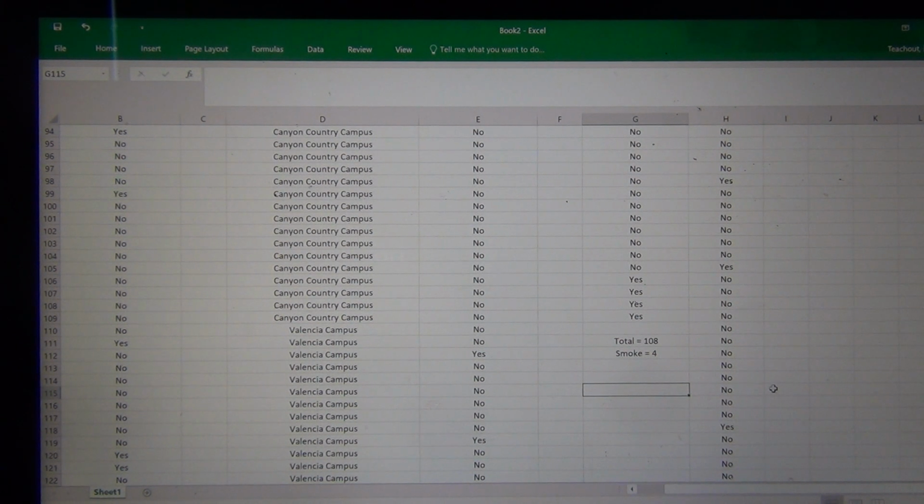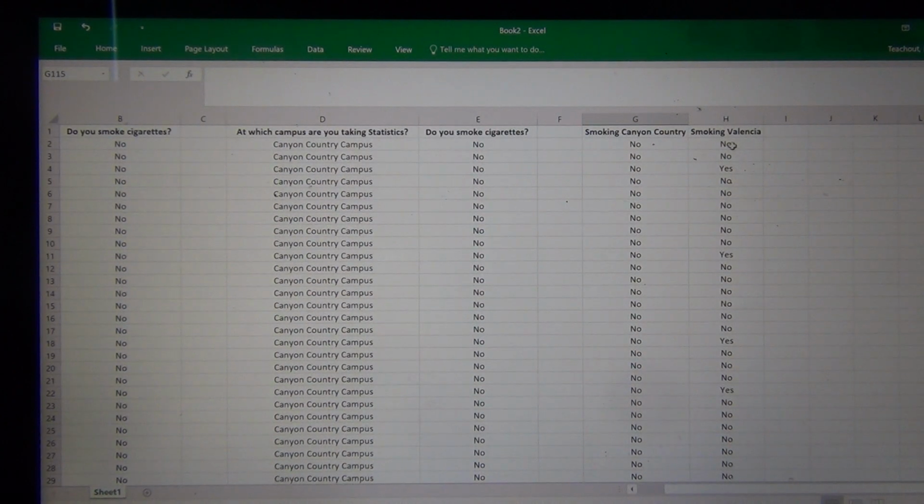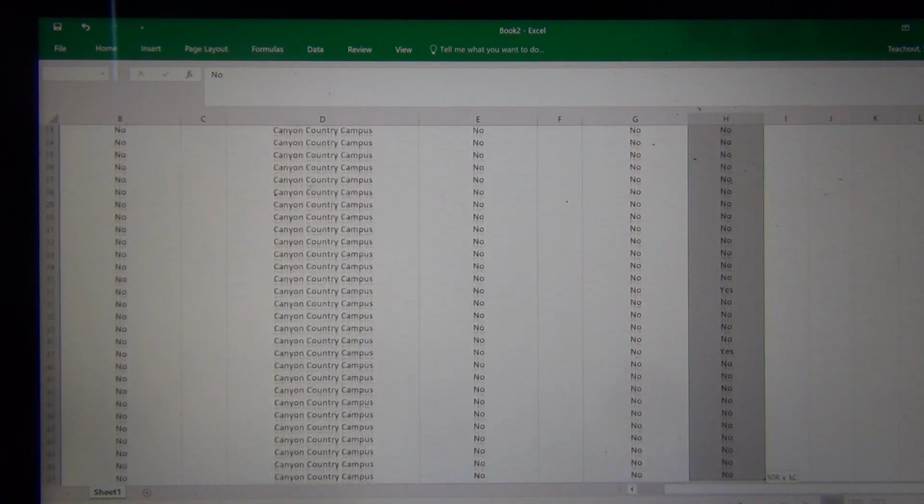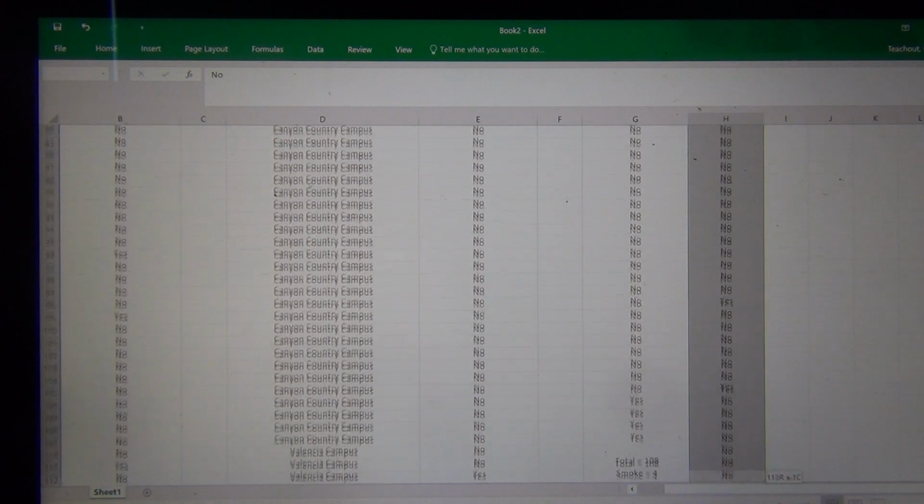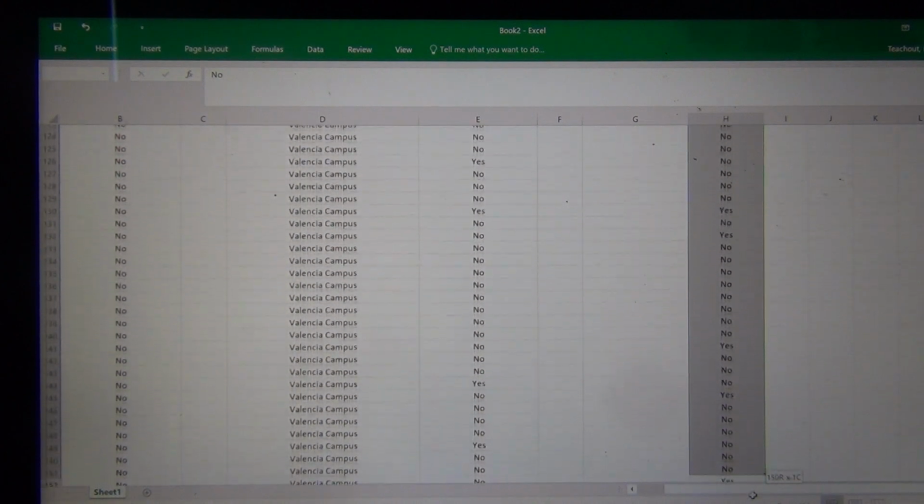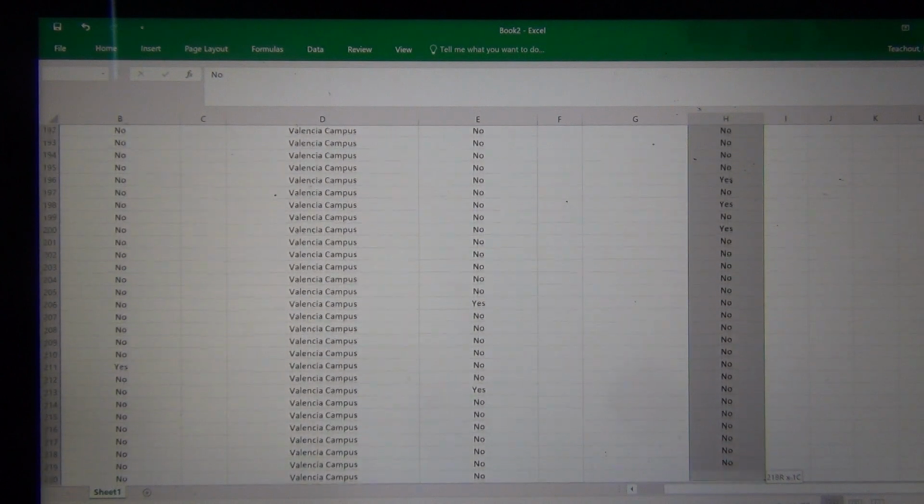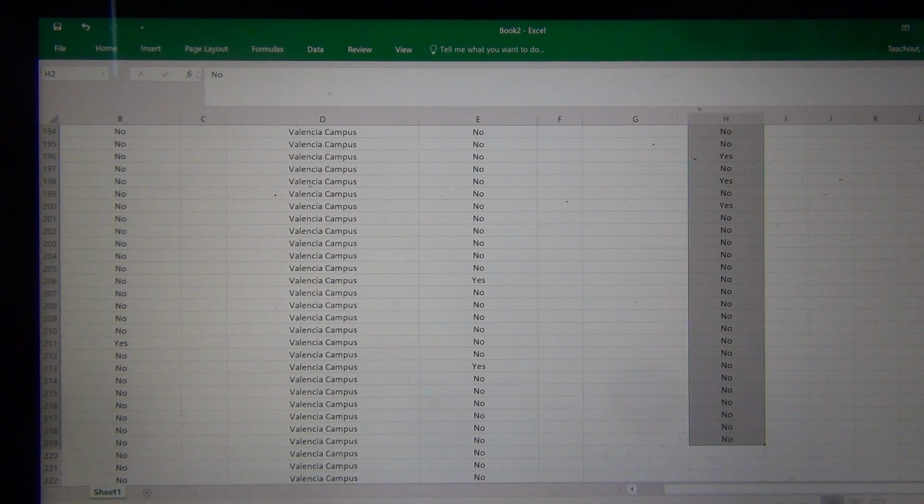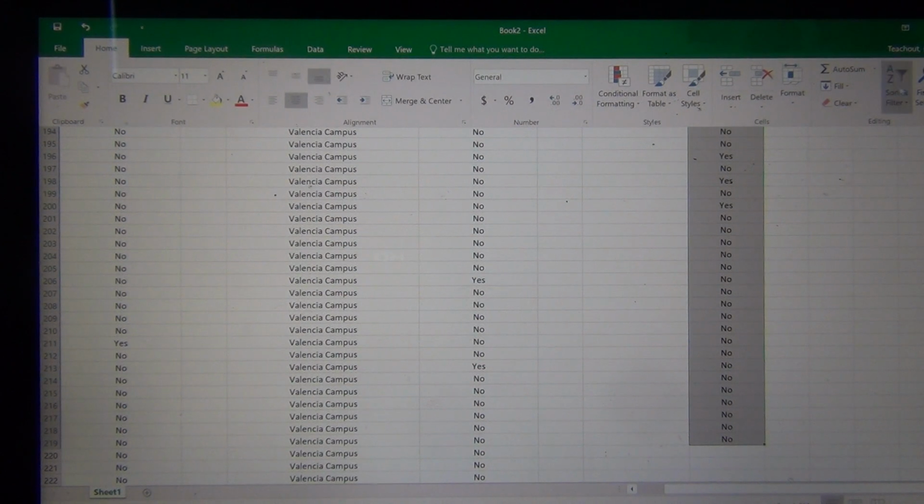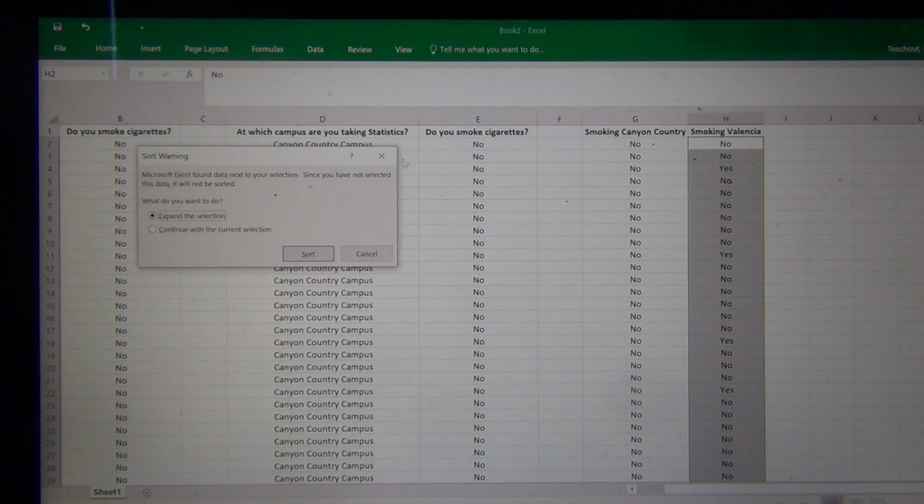Now let's do the same thing for Valencia. So I'm going to go ahead and highlight these. So I can highlight the Valencia campus smoking question. All right, and I'm going to sort that. So I'm going to go sort A to Z. I'm not actually doing a custom sort. I'm just doing a sort A to Z. Again, it wants to know if I want to expand the selection. I don't. I just want to sort that one column that I highlighted.